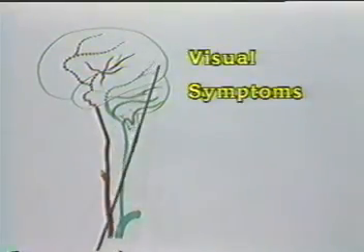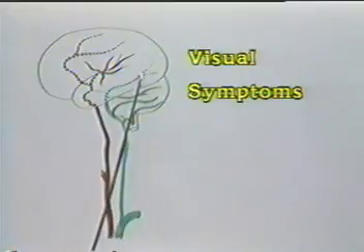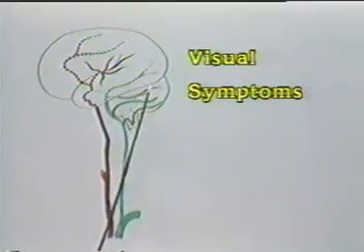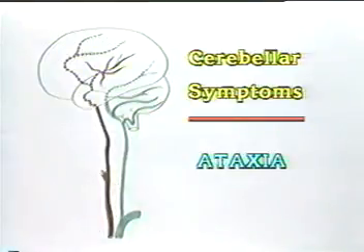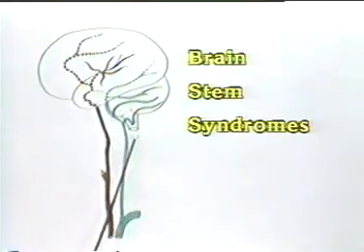That means visual symptoms, since the posterior part of the cerebral hemisphere contains the cortical areas for vision. Cerebellar symptoms. Cerebellum is the most important structure for the coordination of movements. If cerebellum is involved, the patient may lose muscle coordination, and loss of muscular coordination is called ataxia. Brainstem syndromes can be of various kinds depending upon which part of the brainstem is involved.